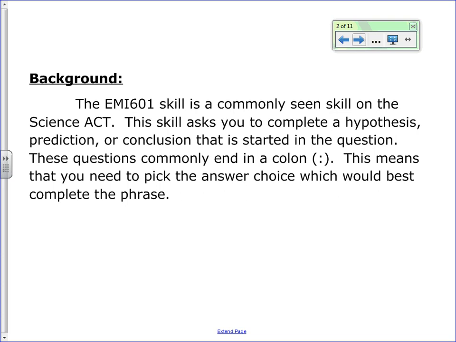Can I have a volunteer to read through the background information for the skill? Thank you, ma'am.